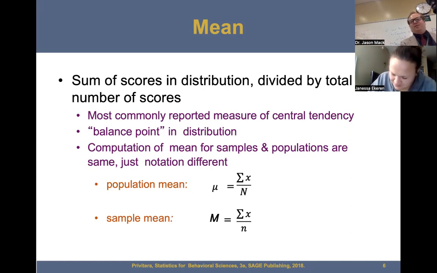Professor, you called something a mean? Greek mu, this right here. That's how you write it. Or x-bar for the mean, if you're talking about the sample. The formula is essentially the same: the sum of all the values. What does that mean? Kind of like this.